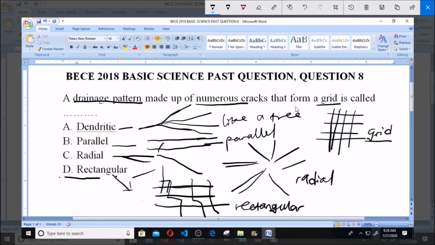And from our question, we have to look for the drainage pattern in form of a grid. And D is the answer, which is rectangular. So D here is the answer. Rectangular drainage pattern is the pattern made up of numerous cracks that form a grid.